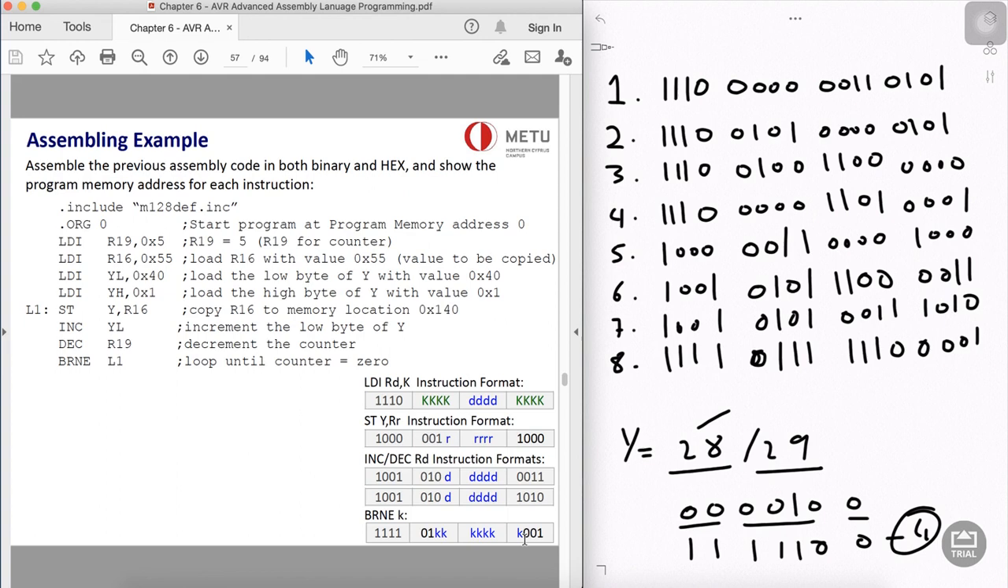So that's all that we need to do to assemble the code. We have seen how we can disassemble and assemble the code. I hope it's clear, and I hope it was easy to understand.